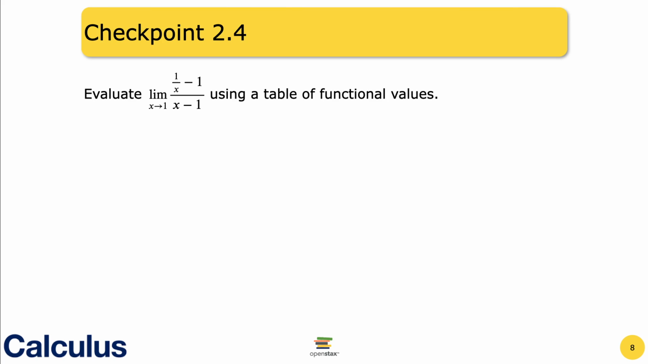Checkpoint 2.4. Evaluate the limit as x approaches 1 of 1 over x minus 1 all over x minus 1 using a table of functional values. Pause the video and attempt this problem for yourself.